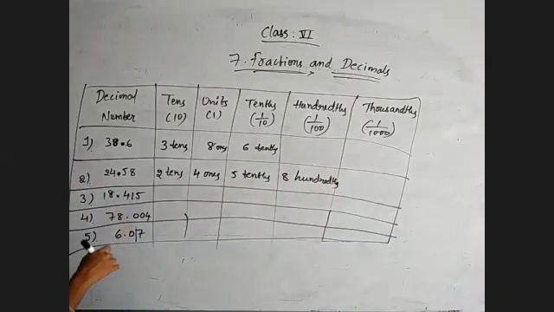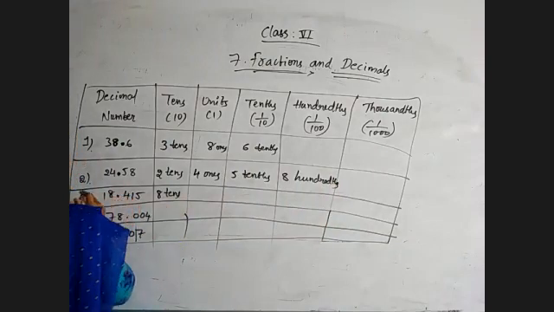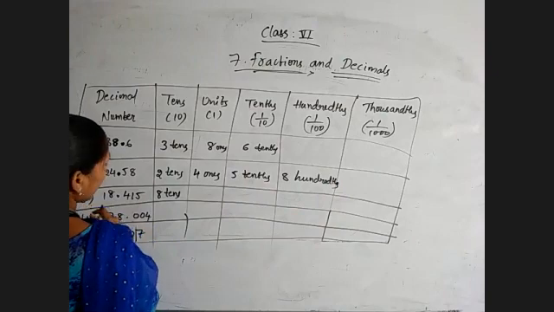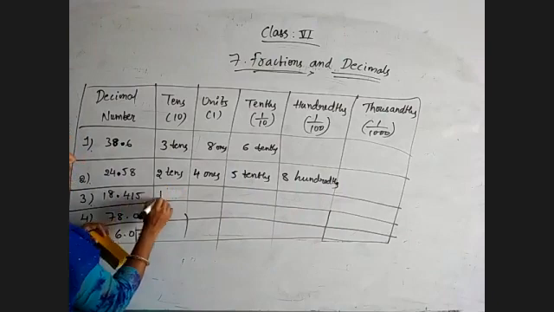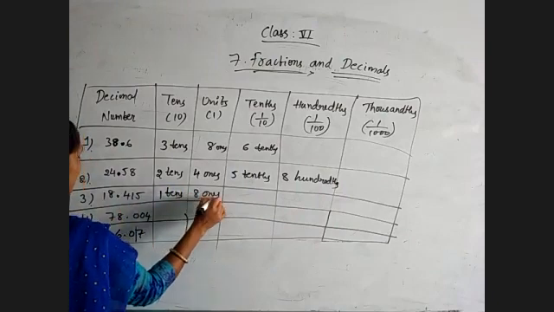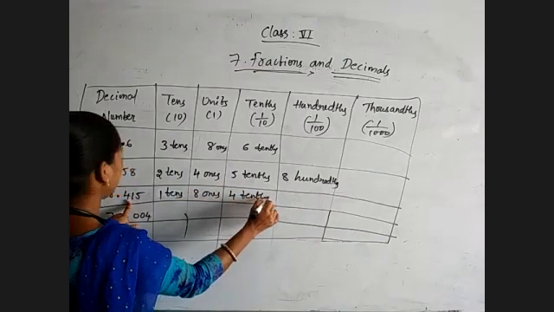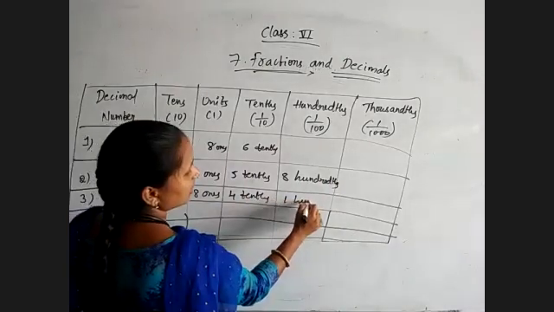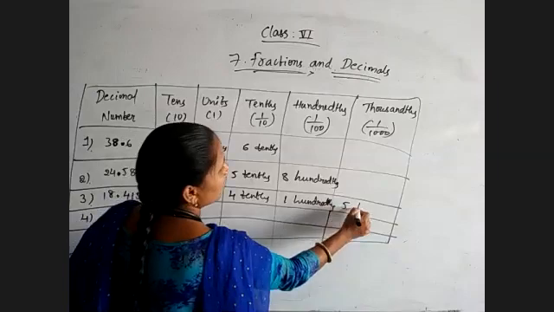Now 18.415. 18, so only 1 ten is there. 8 is in the ones place, 4 is in the tenths place, 4 tenths, 1 hundredth, 5 thousandths.